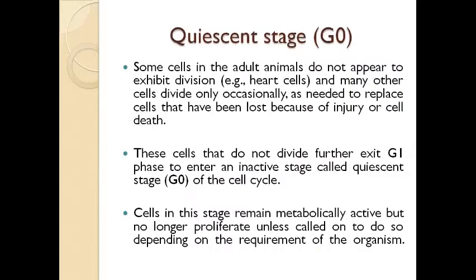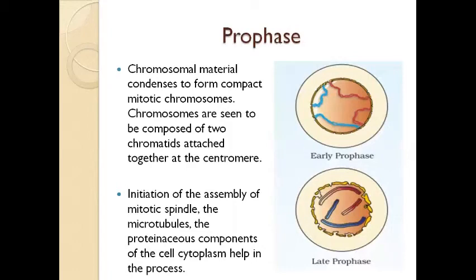So the mitotic division is actually divided into two parts. One is the nuclear division, another is the cytoplasmic division. The nuclear division is again divided into four different parts: prophase, metaphase, anaphase, and telophase. The main objective of the prophase is to form condensed chromosomal material.